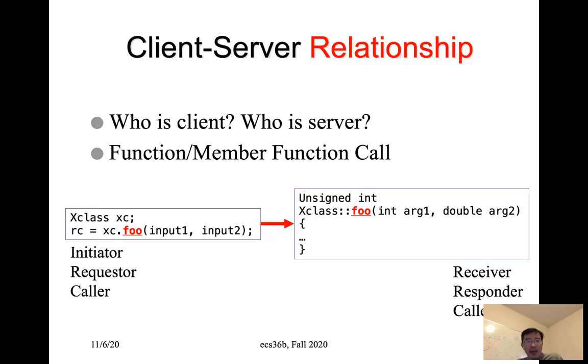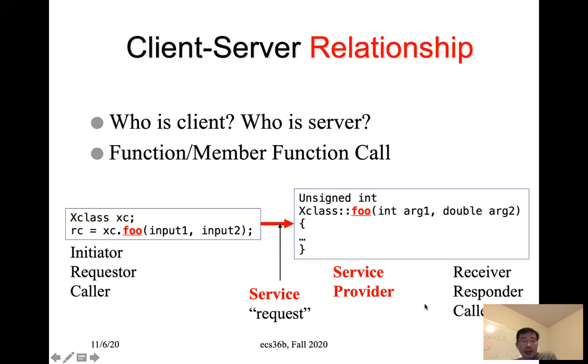This is the same structure between the function call and the client-server. So basically, I call the right side the service provider. In this case, foo is a service, and when you make a call, you're really doing a service request. Then you got that service taken care of by the piece of code running on the right side of the slide.